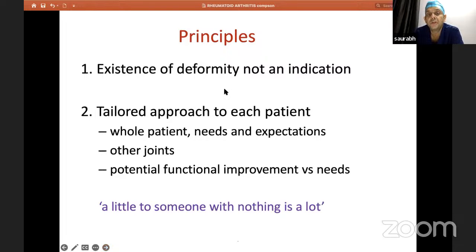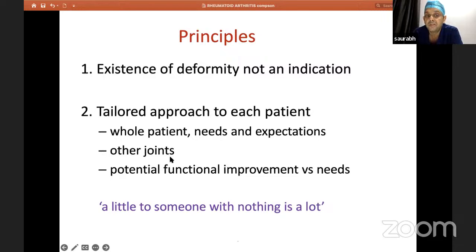Principles of surgery. So remember, as I was telling you before, deformity does not mean an operation. Patient may have finger deformities, but they're doing very well in terms of function. Their functional demands may not be that much. They may be 75 or 80. So every deformity doesn't equal an operation. And then tailor your approach to each patient. So look at the whole patient, all their issues which I've discussed about. Very important, their needs. Every patient's needs are different, and their expectations from you as a surgeon.